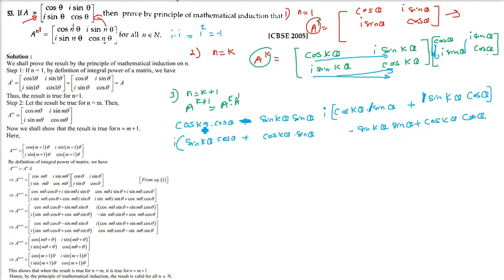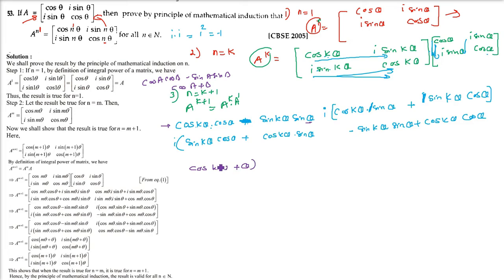We have a certain identity, a trigonometric relationship that we are going to use. Cos A cos B minus sin A sin B. What is cos A cos B minus sin A sin B? It's cos A plus B. Cos A cos B minus sin A sin B will eventually give you cos A plus B. What is A? K theta. What is B? Theta. So cos K theta plus theta.